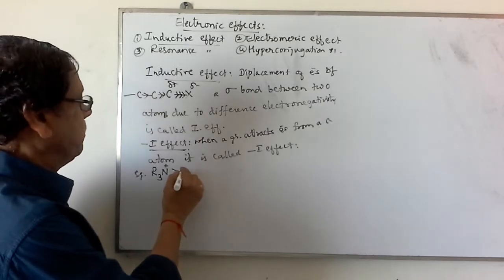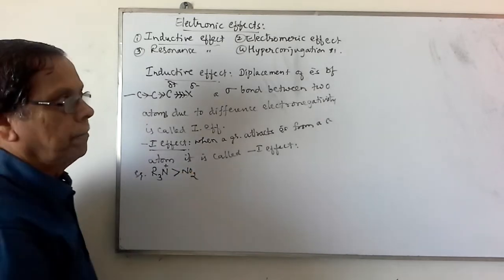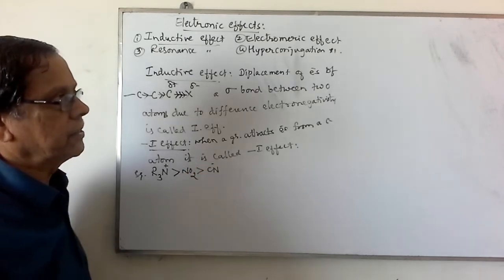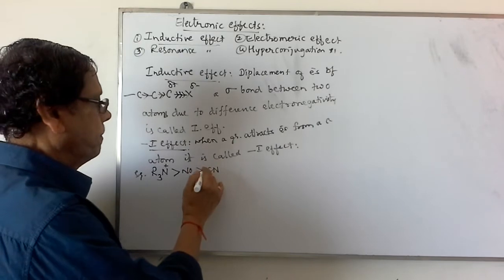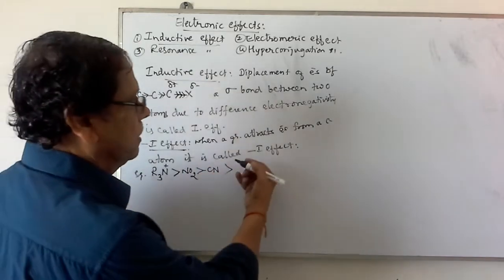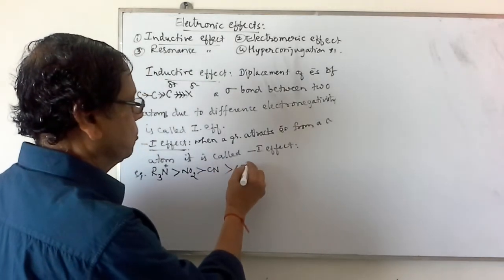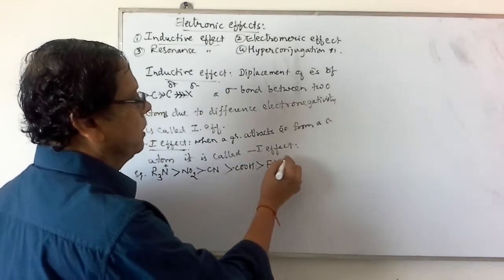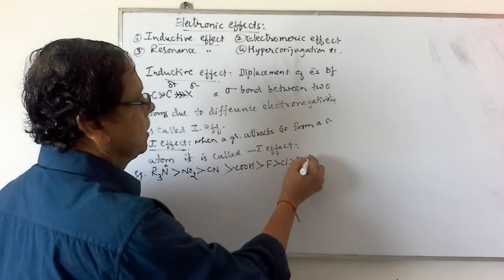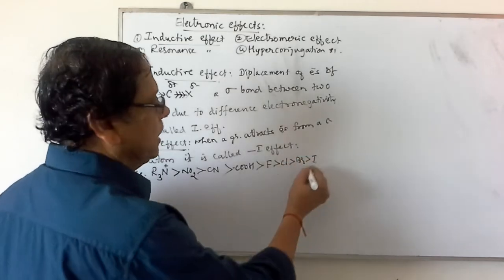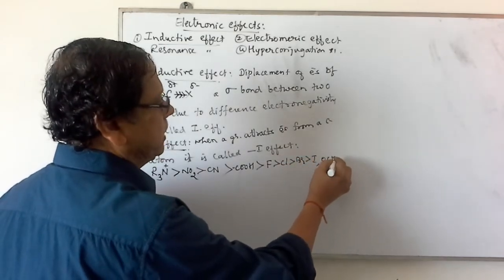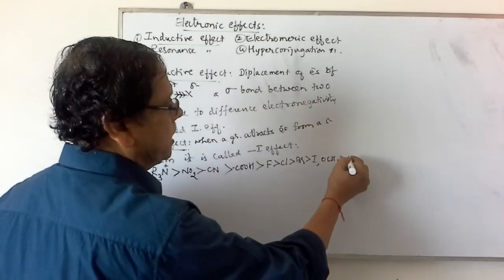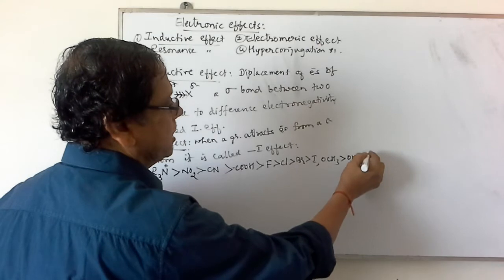and it will be more effective than the NO2 group. In turn, it is more effective than the CN group, which is in turn more than the COOH group, more than halogens like fluorine, chlorine, bromine, iodine. Then comes the alkoxy group, methoxy group. Then finally we have this OH and C6H5.